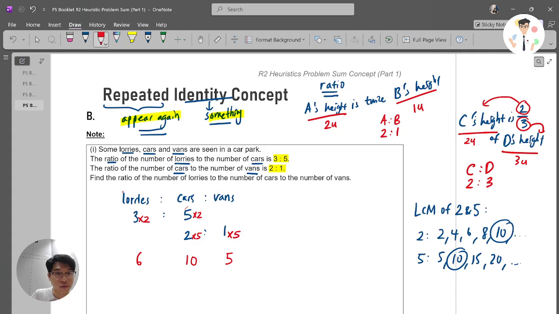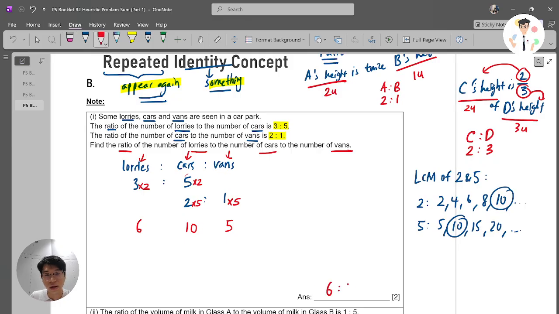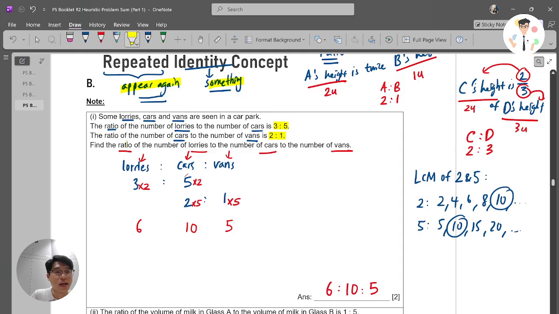So in conclusion, find the ratios of the lorries, cars, and van. Again, lorry, car, and van is in the right sequence. That's why the answer here will be 6, 10, 5. Teacher, if I want to write unit, can or not? Now, if they use the word ratio, then just don't write. Okay, just 6, 10, 5. Because this is the official way, or this is the right way of actually writing 6, 10, 5 when we talk about ratio.